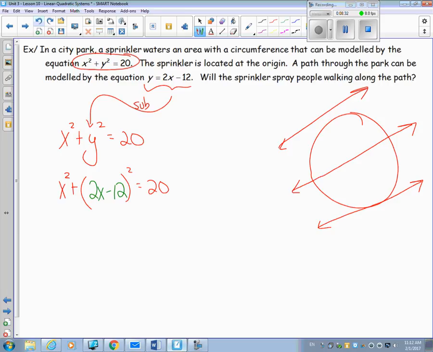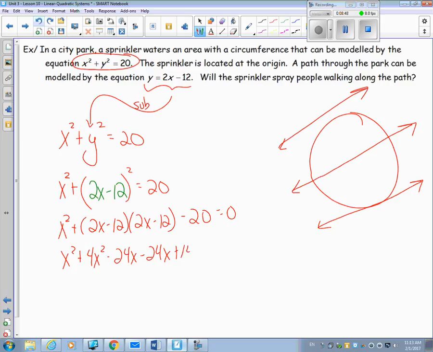Before that, let's simplify. I see a bracket squared. Write it out twice. I want to make it equal 0, so bring the 20 over. We'll FOIL. And then we're going to collect. And then we'll have a quadratic that's ready to be solved because it'll be in standard form, 5x squared. And it's going to be equal to 0.